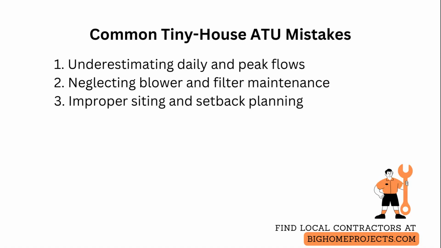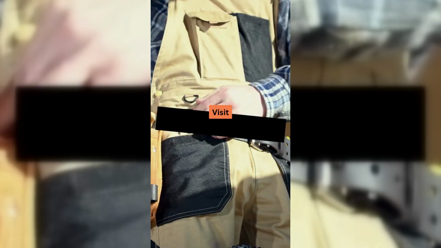Third is improper siting that ignores setbacks and replacement area for filters or secondary treatment, so confirm local permitting setbacks and plan for modular placement so you can relocate or expand treatment trains if required.